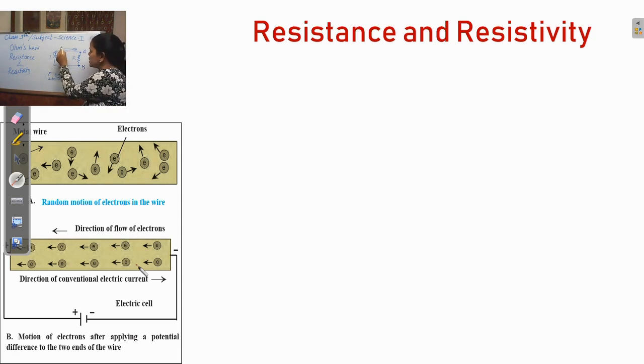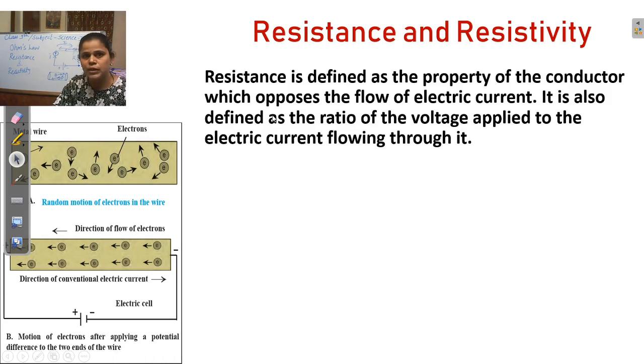When the current flows, electrons flow in this direction, and because of the moving of electrons, current flows through this conducting wire. So because of the collision of the electrons with the ions or atoms, they oppose the flowing of current. And this is called the resistance. So just see what the resistance is.